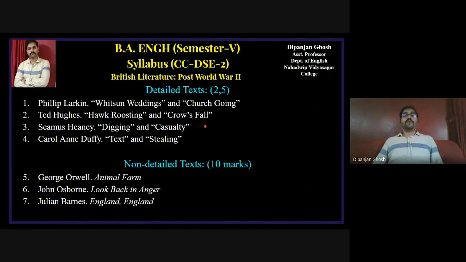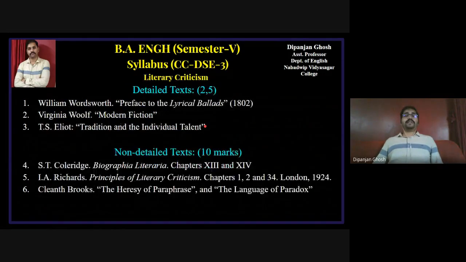Okay, so now let us move towards the last one, that is DSC 3. As you can find here, it is not CC, actually it is DSC 3, and this particular group is named literary criticism. Okay, so there are three major texts that are considered to be the detailed texts. As you can see here, it is 2 and 5 marks.